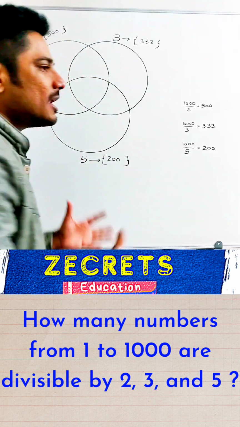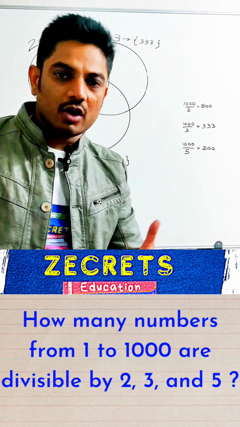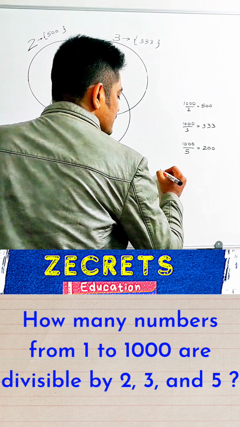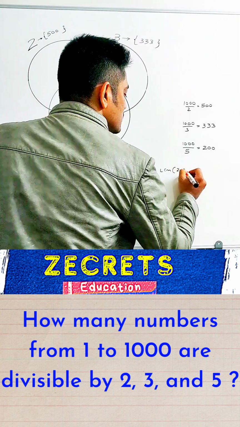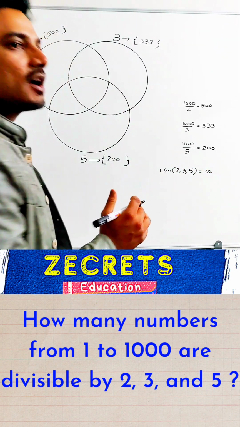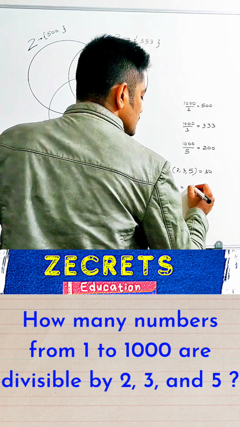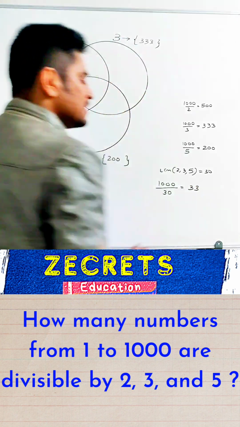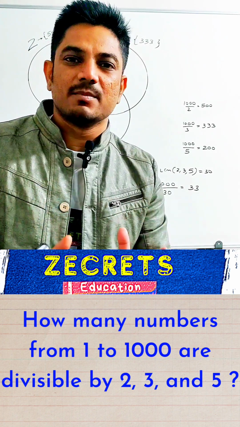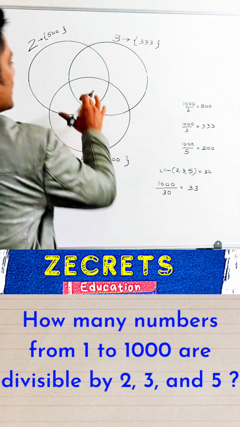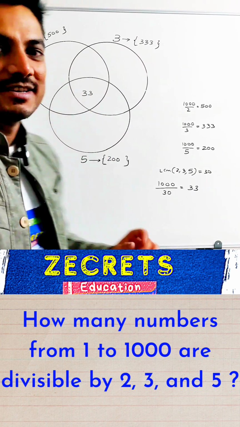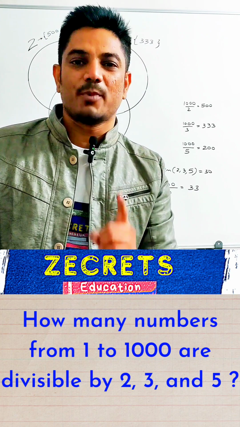Now, how many numbers are divisible by all of these three, 2, 3 and 5? So we will take the LCM of 2, 3 and 5, which is 30, and we'll check how many numbers are divisible by 30. It is 33. So there are 33 numbers which are divisible by all of these numbers together. So the central part is now known to us. It is 33. This is the first step and the most important step.